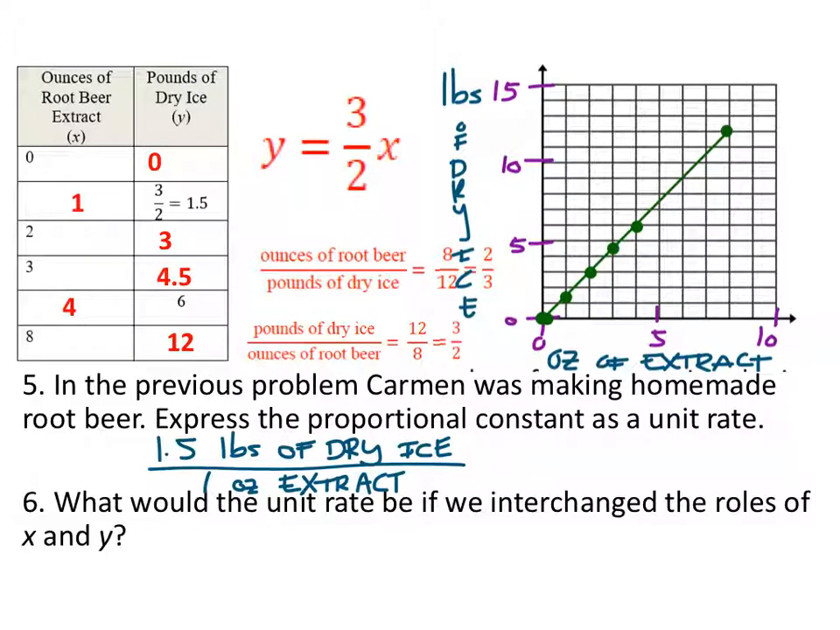So what would the unit rate be if we interchange the roles of x and y? We're just going to flip those two. So there we go. We just reciprocated that fraction by interchanging the roles. Now, one of the things we need to keep in mind for unit rates is that one of the values has to be 1, whether it's the ounces of extract or even the pounds of dry ice. For our purposes, though, we generally want the x value to be 1, which in this case was ounces of root beer extract.